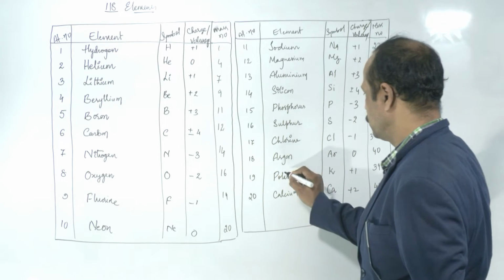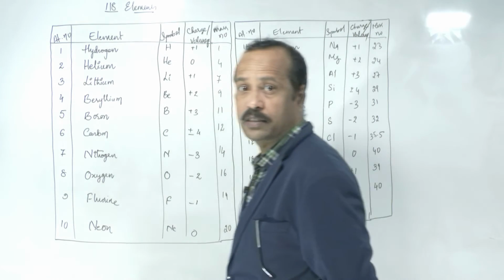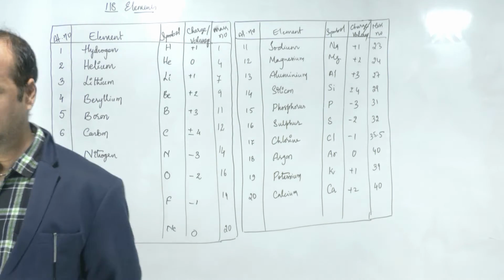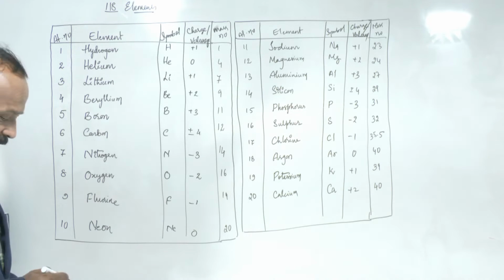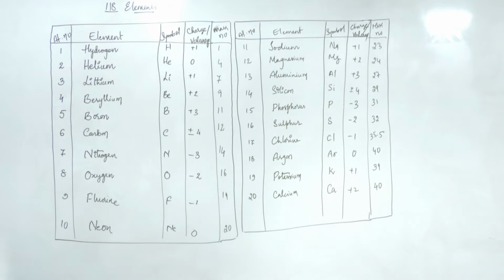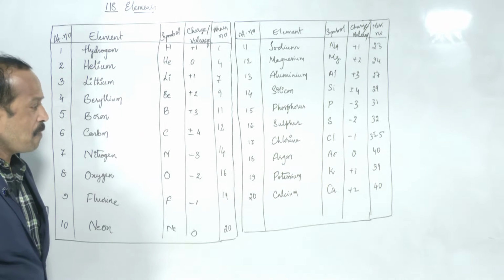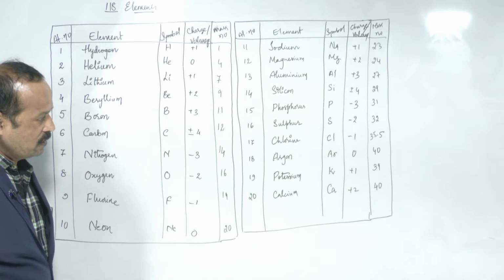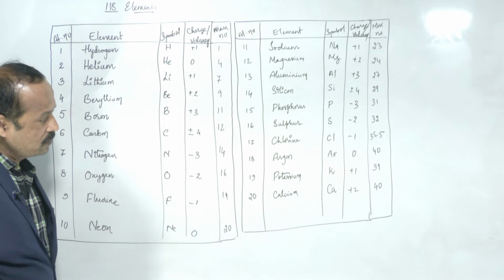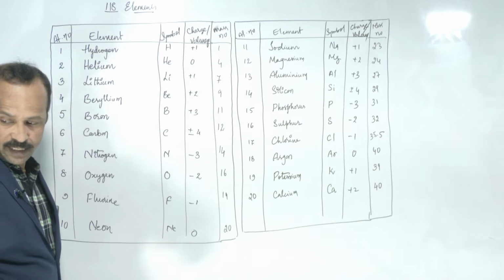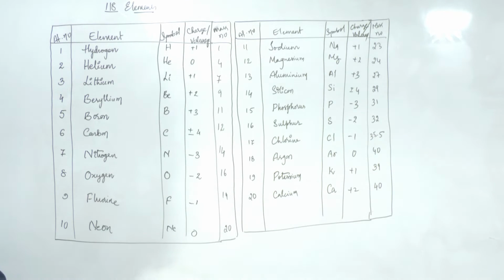Yes, students. So here, is it visible? Both the tables are visible to you? Chalo, these are the first 20 elements. You have to learn their atomic number, element name, symbol, charge or valency, and mass numbers also. Okay. So fluorine is 19, that is, this is 19.